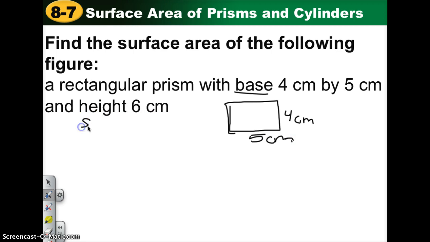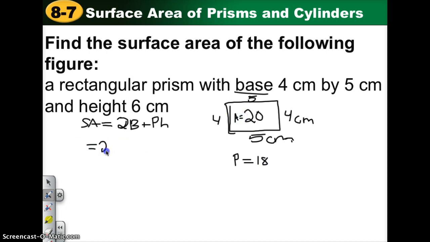If I remember the formula, surface area, 2 times the area of the base plus the perimeter of the base times the height. So first I need to find the area of the base. Well, that's 4 times 5, which is 20. And then I need to find the perimeter, which would be 4 plus 4 plus 5 plus 5, so we get 8 plus 10, so 18. So now let's use that information.